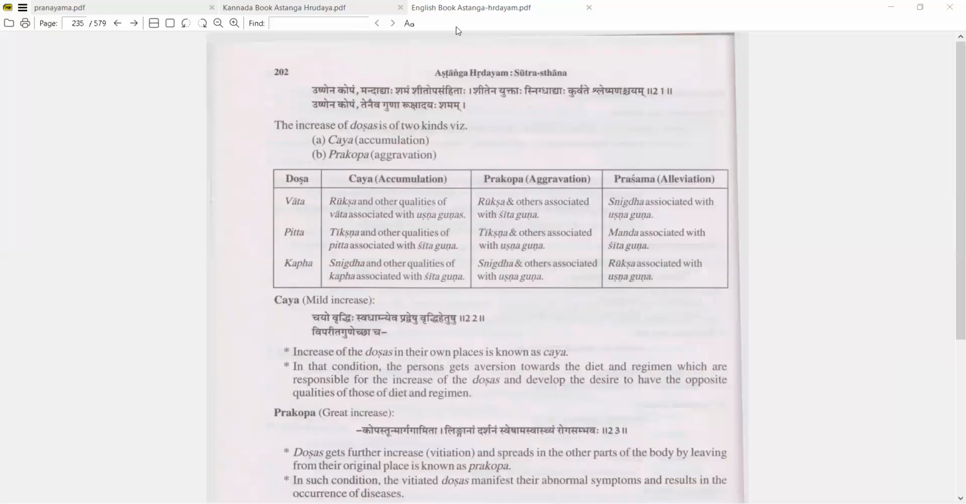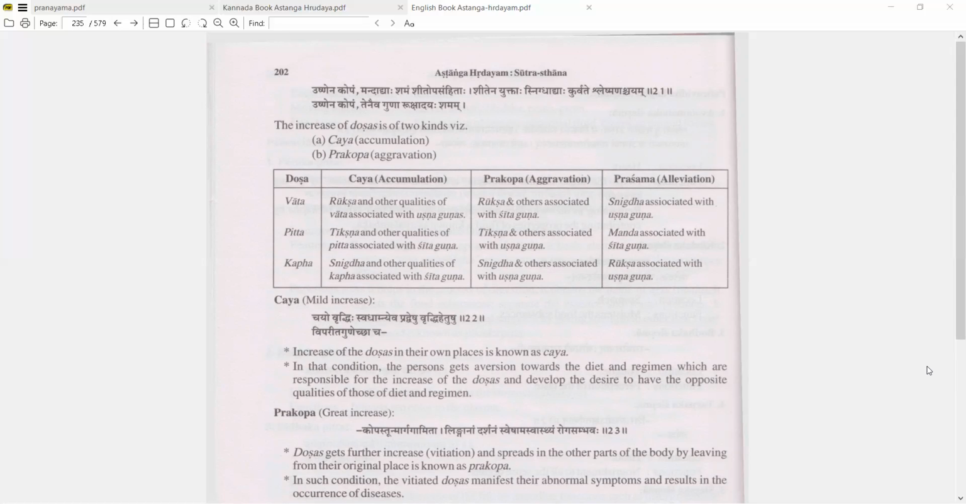The increase of doshas is of two kinds, namely chaya, accumulation, and prakopa, aggravation. Dosha, vata, chaya, accumulation: ruksha and other qualities of vata associated with ushna guna.